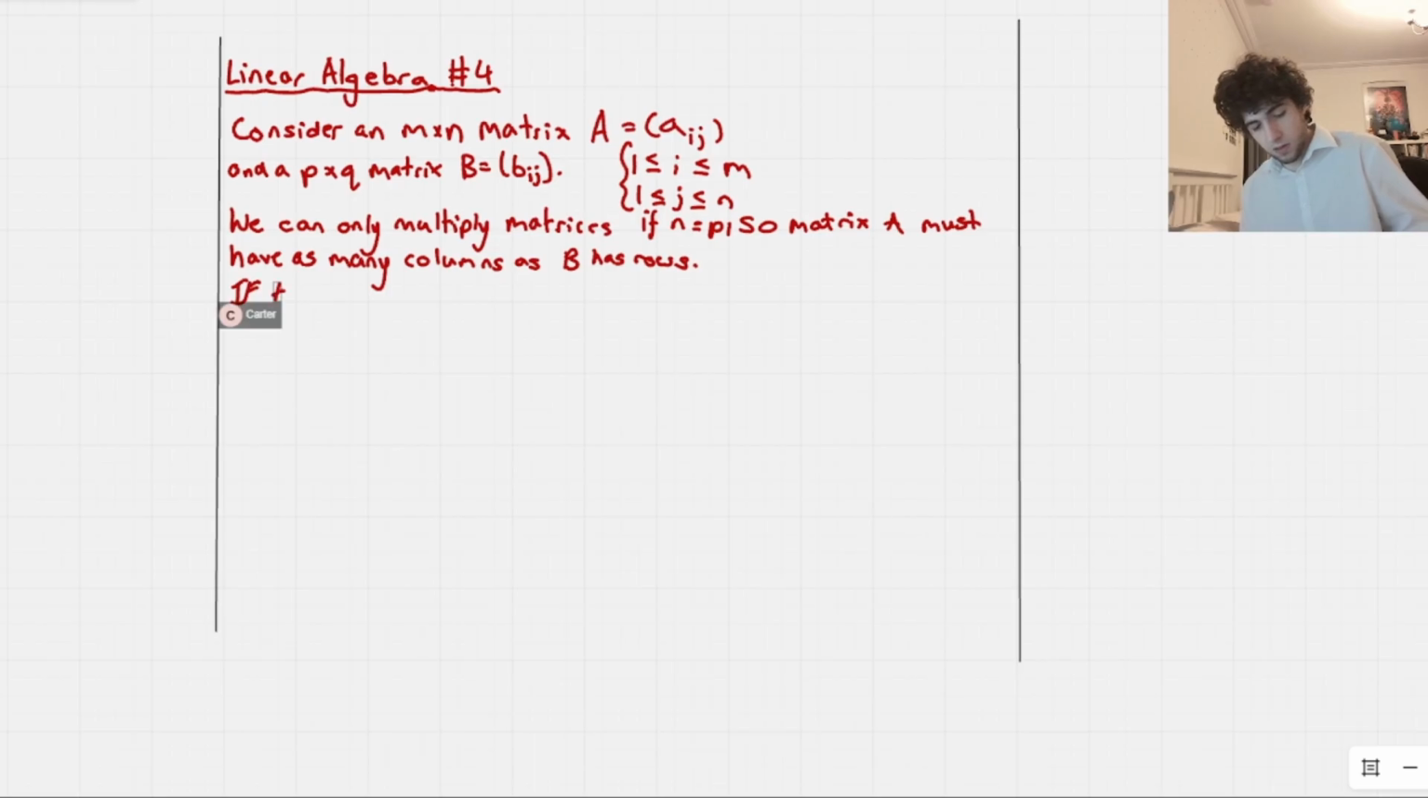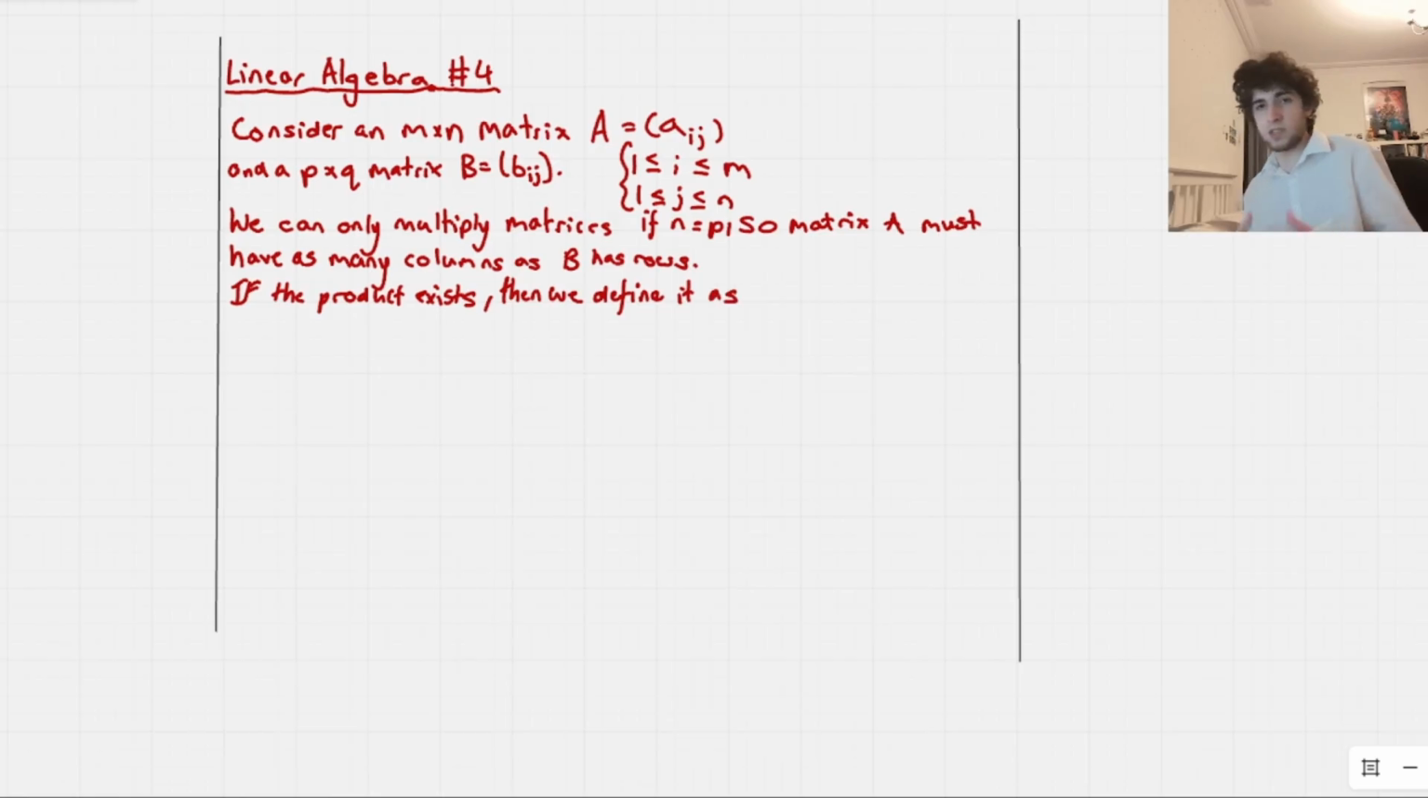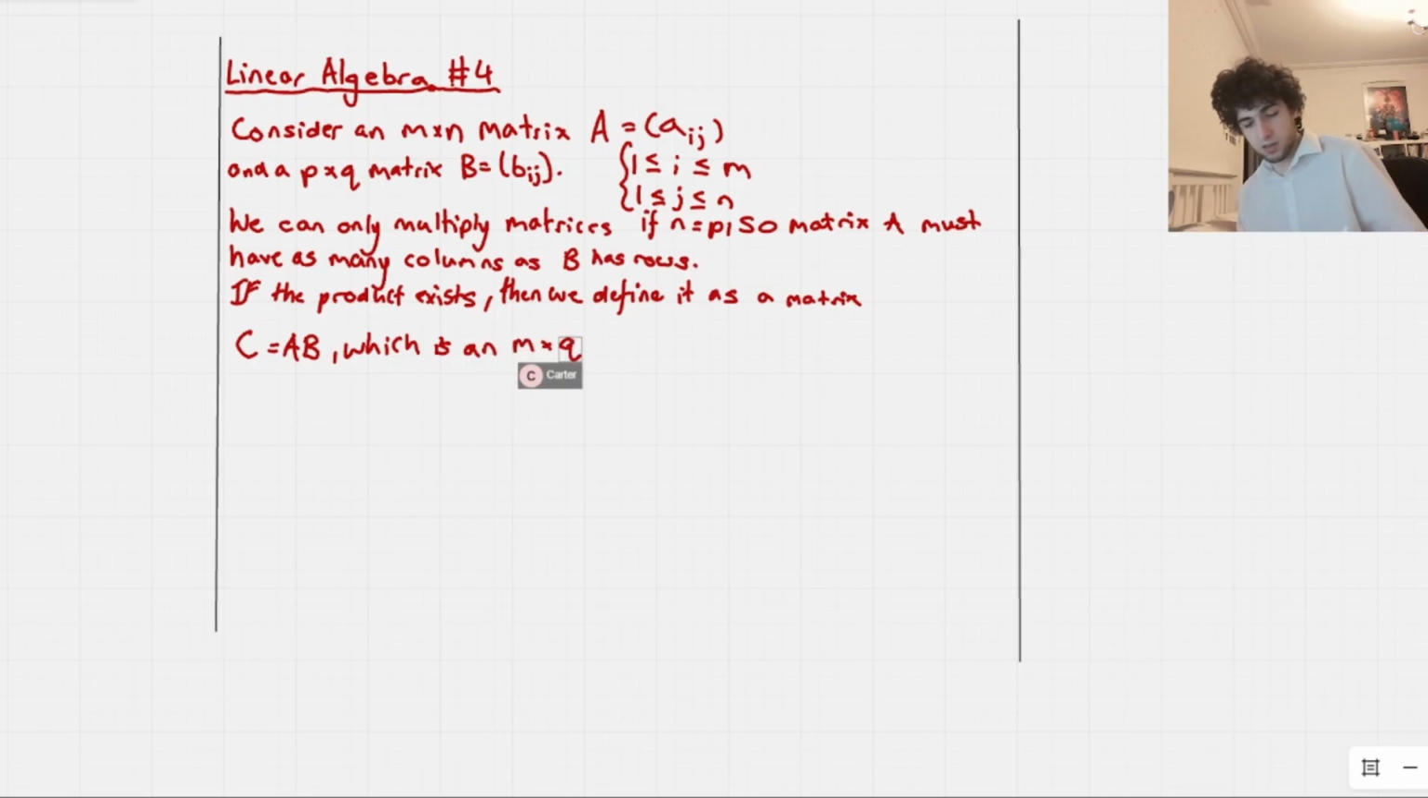If the product exists, then we define it as a matrix. So when you multiply two matrices, you're going to get another matrix, and we'll call it capital C. So capital C is equal to capital A times capital B, which is an m by q matrix.